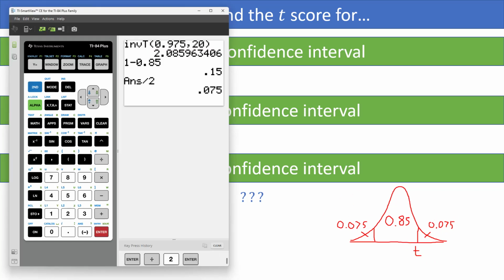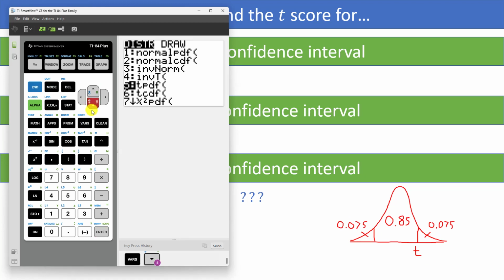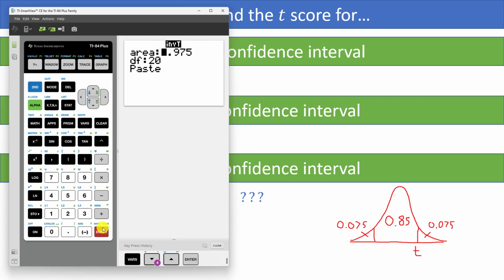So we can go ahead and go to our calculator, go to second distribution, go to inverse t, and then for the area, we need the area that is to the left of this t-score. Well, that's going to be the 85% plus the 7.5%, which if my math is right, I believe is 92.5%, or 0.925. The most common mistake that people make is putting in the confidence level for the area.